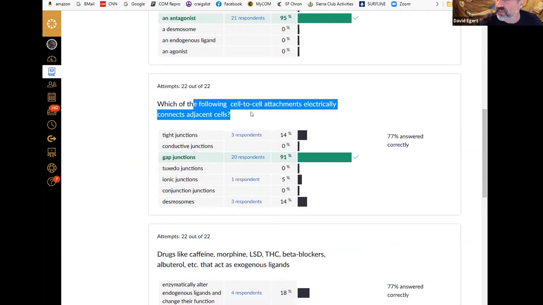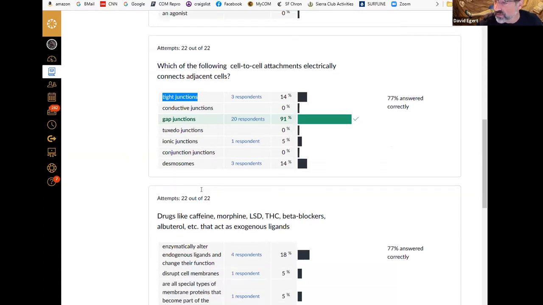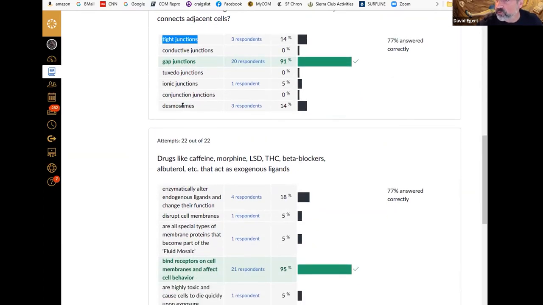Which of the following cell-to-cell attachments electrically connects? Again, these are the gap junctions. We'll see them in the nervous system. We'll see them in muscles. And tight junctions, those are the ones that are like the Ziplocs. Those are the ones that don't let things squeeze between cells, like we saw in those epithelial sheets where you're trying to tightly control what gets from one side to another. Desmosomes were more like those rivets to really hold cells tightly, keep them from ripping apart.